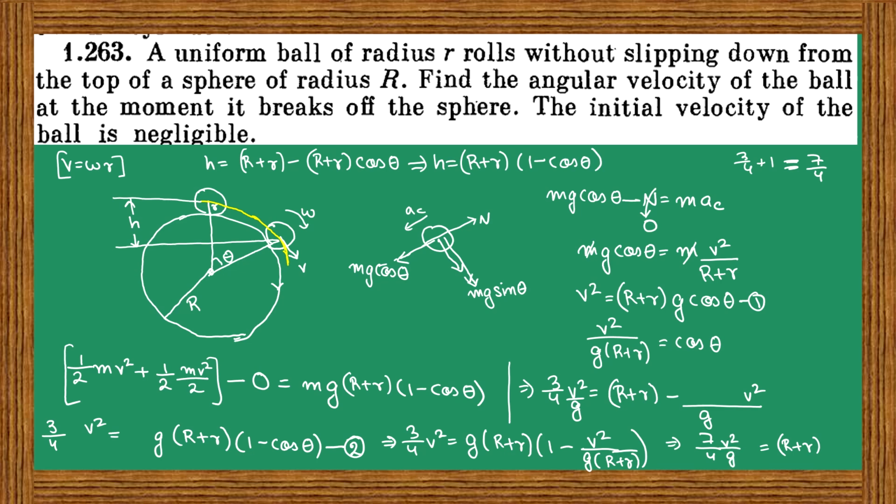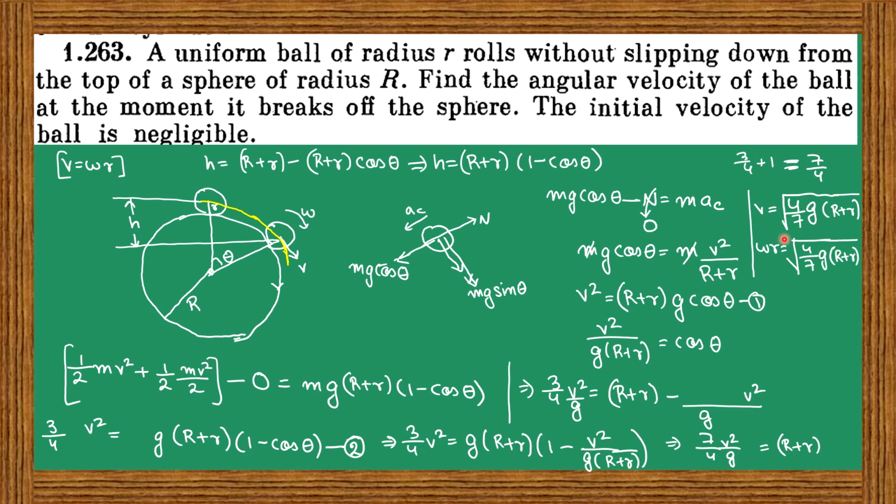Now I get my equation. What am I finding out? I'm finding out the value of v square. So writing my equation here, v square is equal to 4 by 7 into g into R plus r. And if I remove the square root, I'll get v is equal to this much. What is the relation between v and omega? v is equal to omega r. So omega r is equal to under root of 4 by 7 g into capital R plus small r.